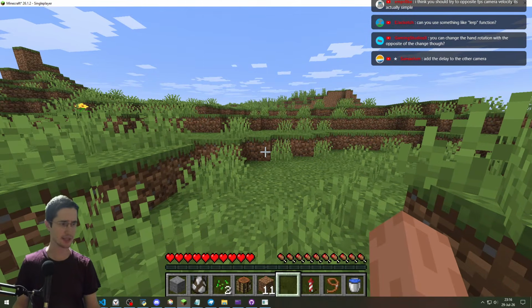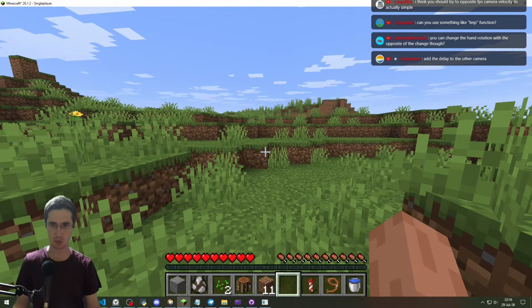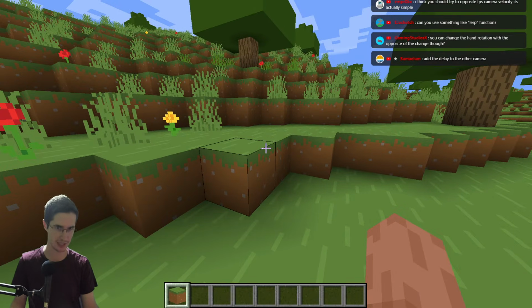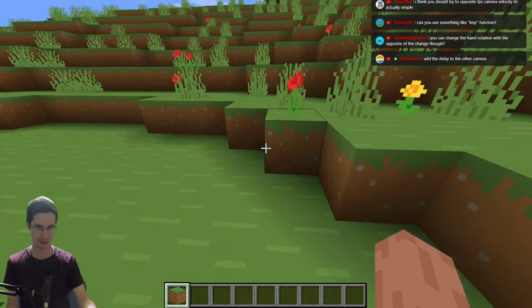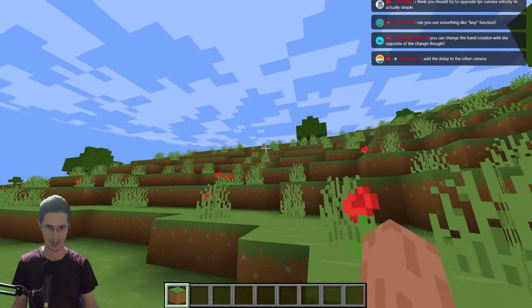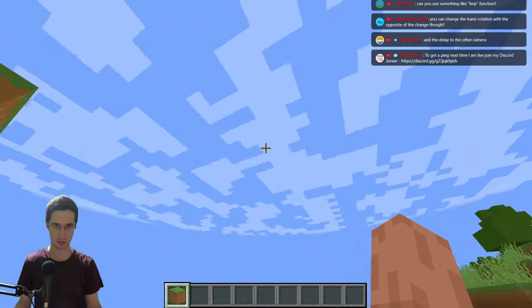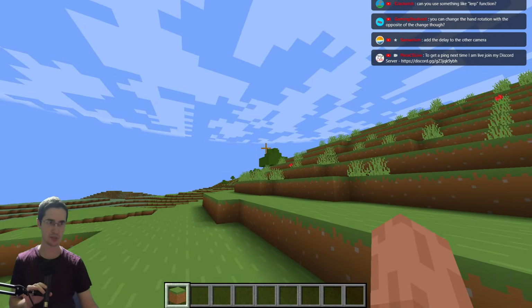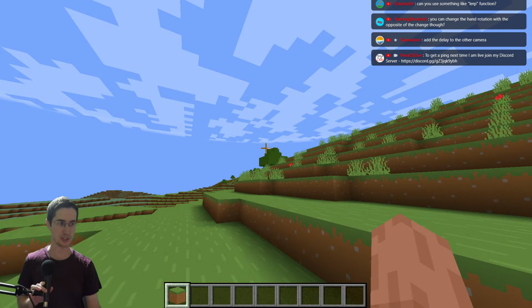I cannot add a delay to the other camera because it's not moving at all. You cannot delay something that's not moving. You see what I mean, chat? Like, you cannot add a delay to this flower. It's static. And the hand is static, actually. So it's a pretty difficult spot I'm in.